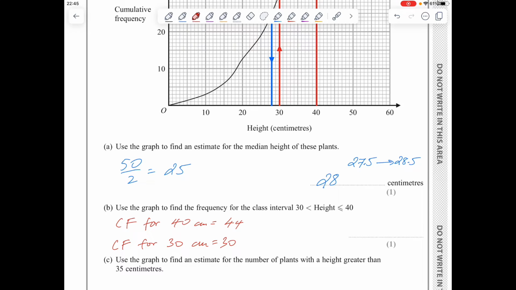So to find the frequency for this class, I'll just do 44 minus 30, which will give me 14 plants.